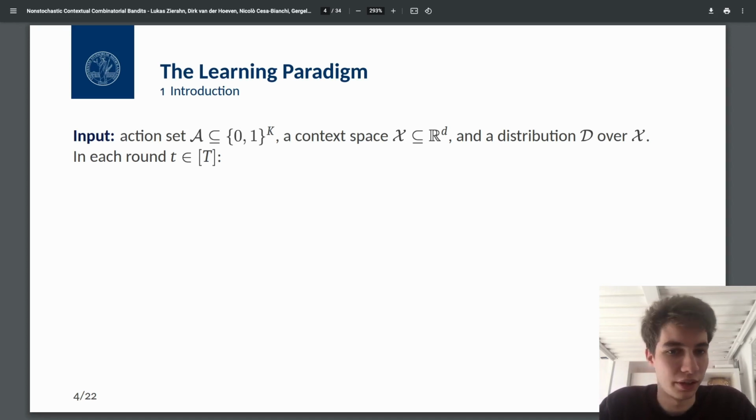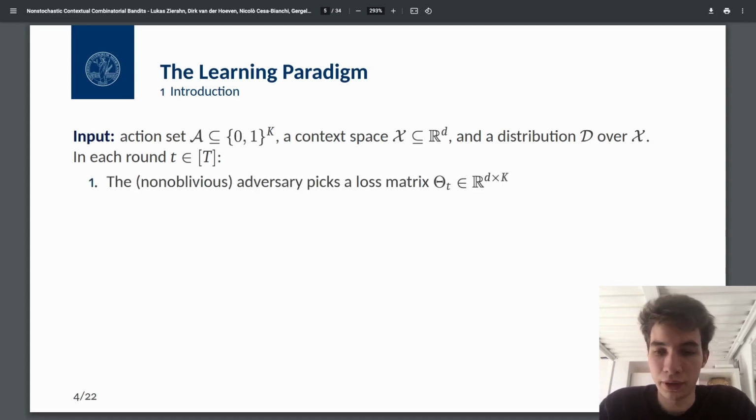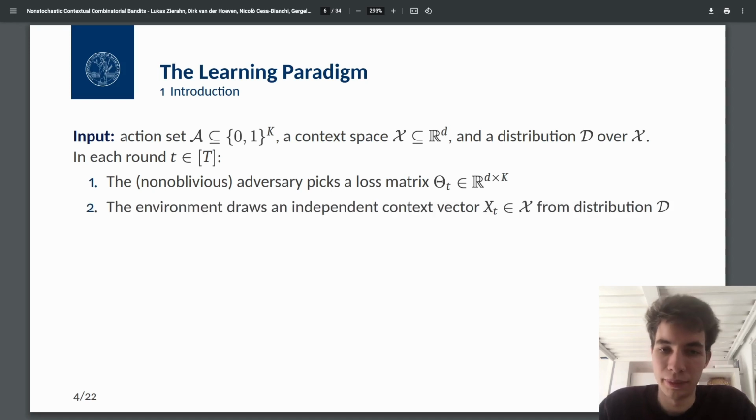capital D over X. And then in each round t, our non-oblivious adversary picks a loss matrix theta_t. The environment draws independent context vectors. So the context vectors are not adversarial. These are stochastic, and these are independent. And we are also going to assume knowledge of the distribution D later for our analysis.